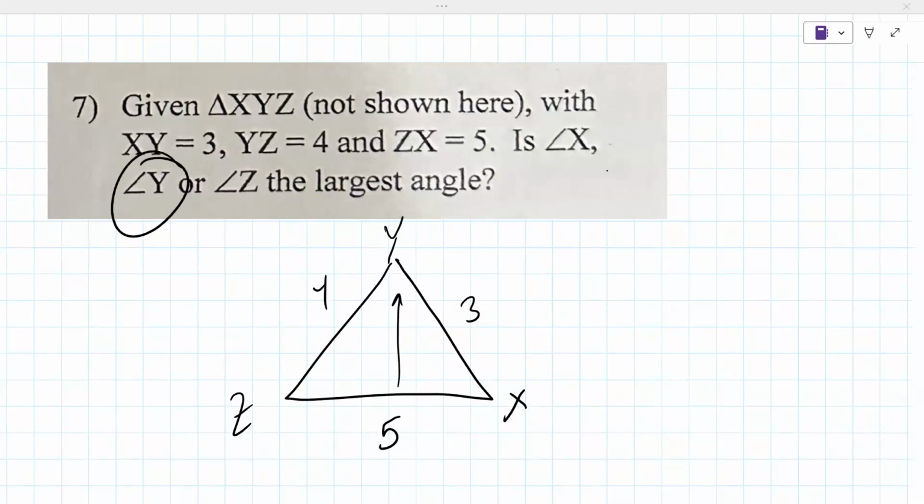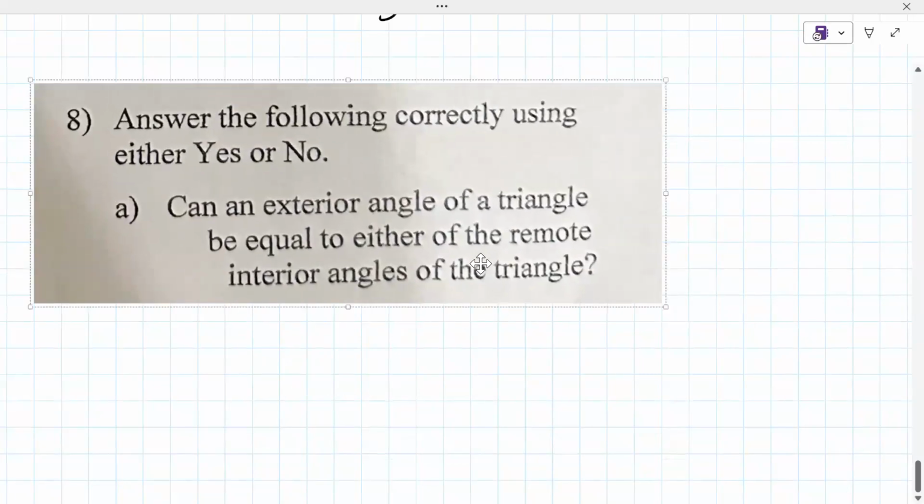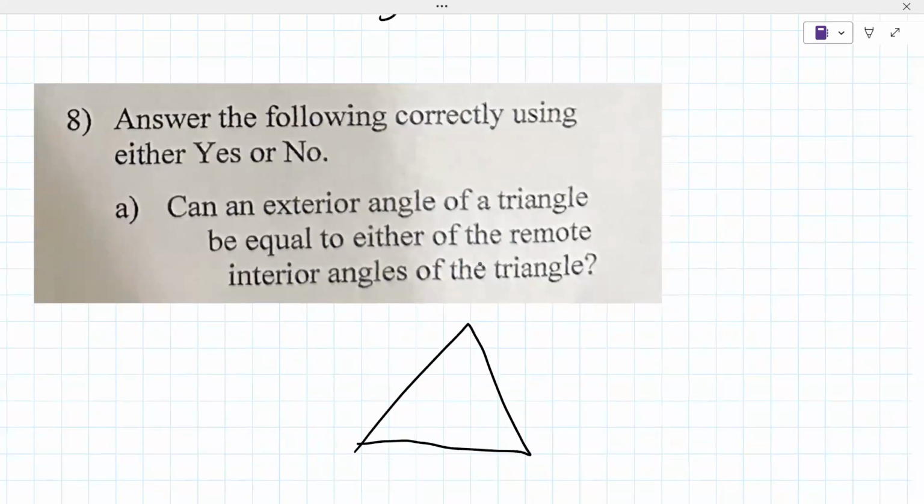Okay. Doing great here. Let's see if we can get to the turnover. All right, number 8. Can an exterior angle of a triangle be equal to either of the remote interior angles? So here's your exterior angle. Here are your other angles. I'll use A and B, the remote ones. Can it exactly equal those?